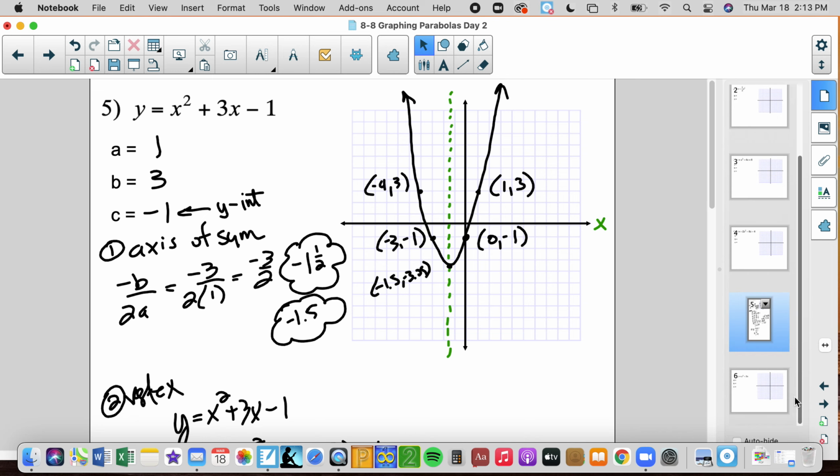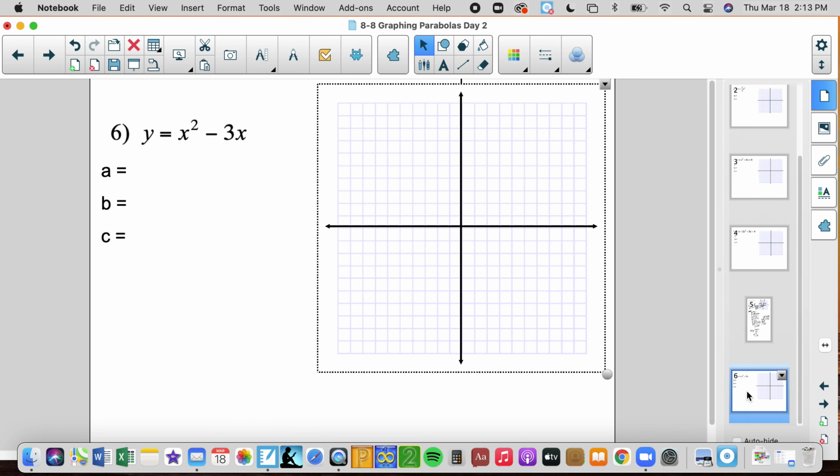So for homework, I want you to do number 6. See if you can do number 6 using those 6 steps. First thing, tell me what A, B, and C are. Find the axis of symmetry. Find the vertex. Plot the y-intercept. Mirror the y-intercept. Pick a 4th point and mirror the 4th point. Come and see me if you have questions.